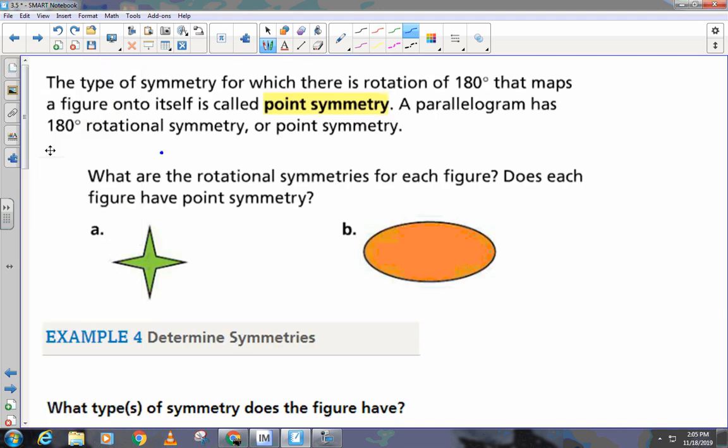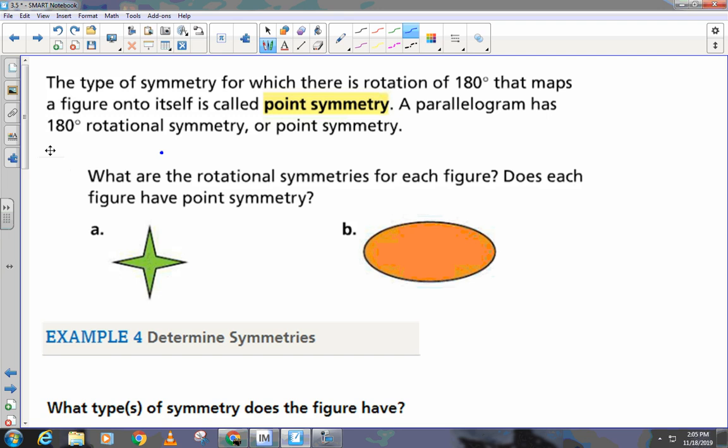Now, there's another type of symmetry you might not have ever heard of. This is called point symmetry. Point symmetry is when, if it has 180 degree rotational symmetry, then it has point symmetry. So anytime it has 180 degree rotational symmetry, it's also going to have point symmetry. So, what are the rotational symmetries for each figure? Does it have point symmetry?